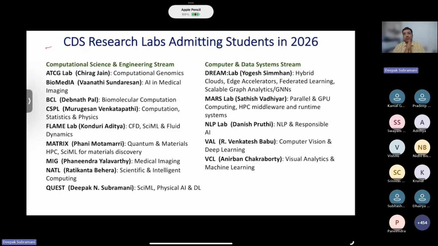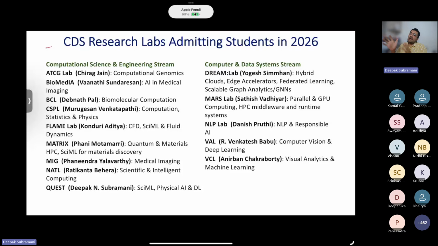The computational and statistical physics lab has computation, statistics, and physics, as the name goes. The flame lab by Professor Konduri Aditya works on computational fluid dynamics, scientific machine learning. The matrix lab works on quantum and material HPC. The medical imaging lab works on medical imaging, as the name goes. The tensor computation lab works on scientific and intelligent computing by Professor Ratikant Behera. And my own lab, the Quest lab, works on scientific machine learning, physical AI, and deep learning.